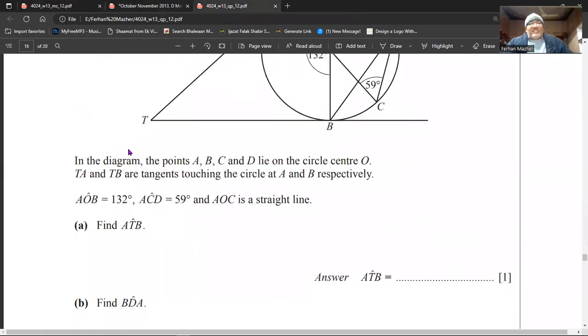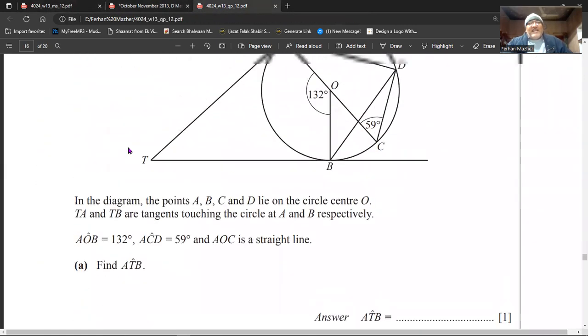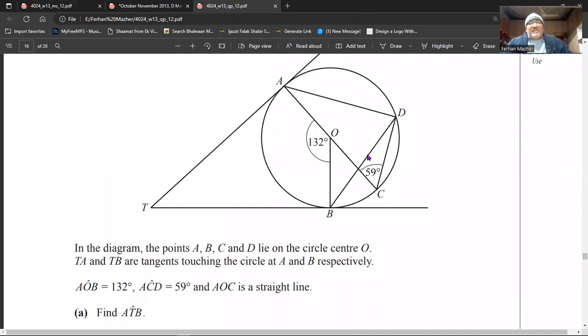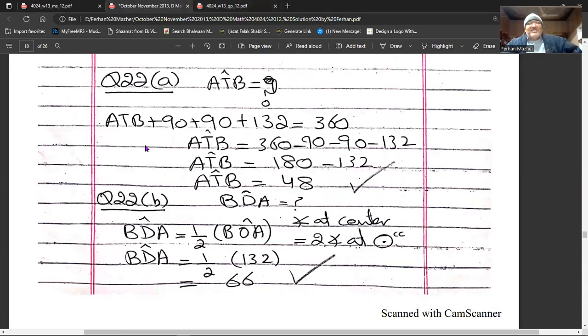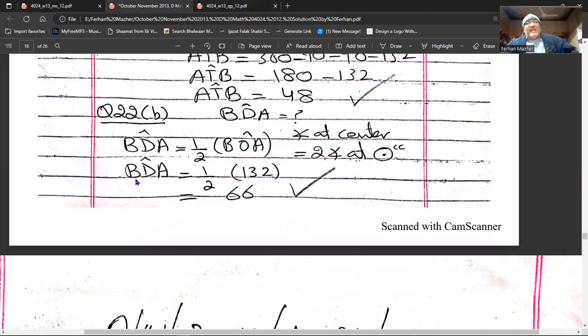Okay, the next question they are asking is to find the angle BDA. You see, the chord AB at the center makes an angle of 132. The chord AB at the circumference makes the angle BDA. I want to find out this angle. The angle at the center is 2 times this angle, so this angle will be half of 132.